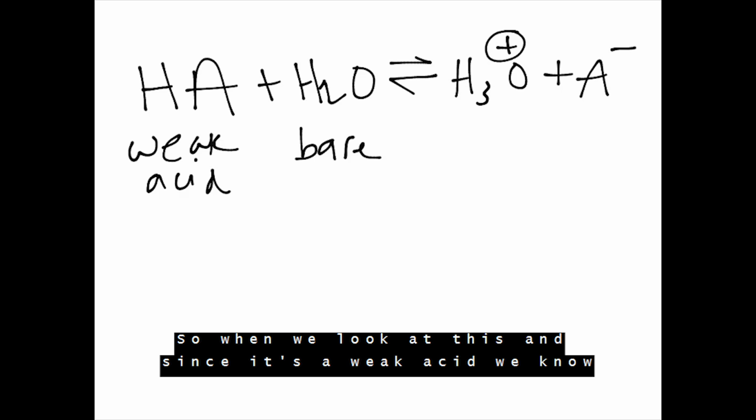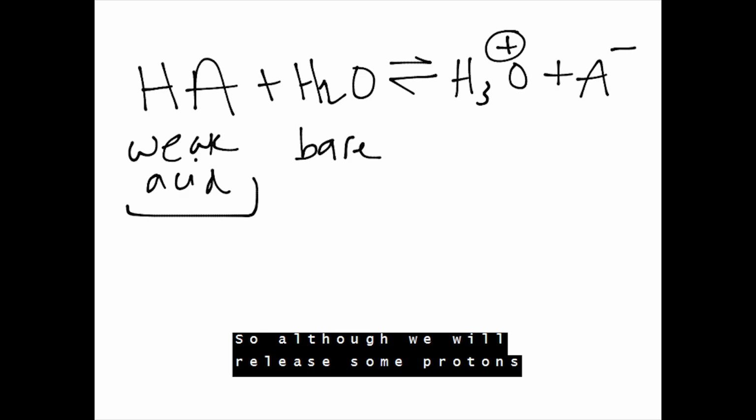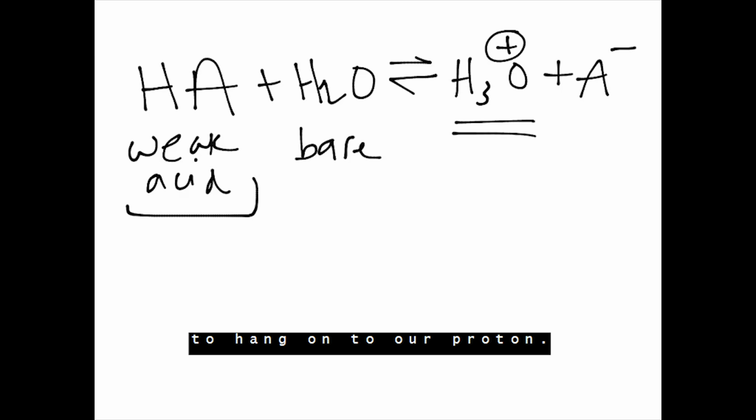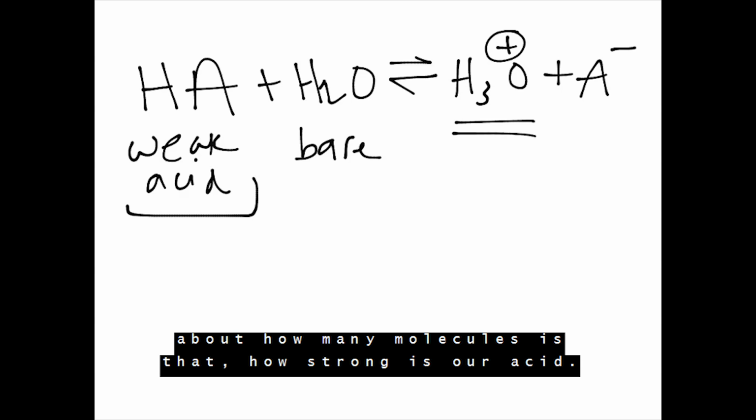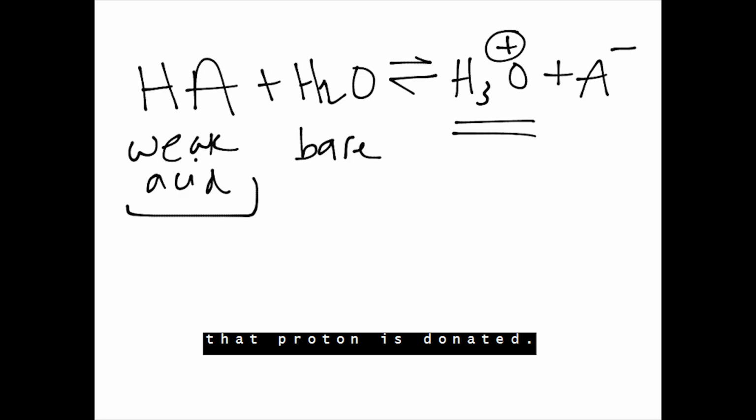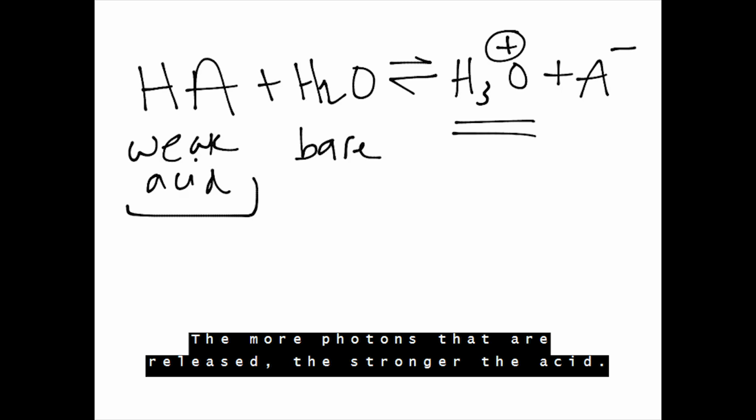So when we look at this, since it's a weak acid, we know that most of the molecules are going to stay together. So although we will release some protons to form hydroniums, again, most of the molecules are going to hang on to our proton. So we want to be able to talk about how many molecules is that? How strong is our acid? So acid strength is described as how easily that proton is donated. The more protons that are released, the stronger the acid.